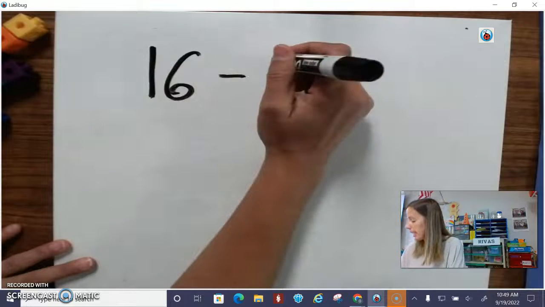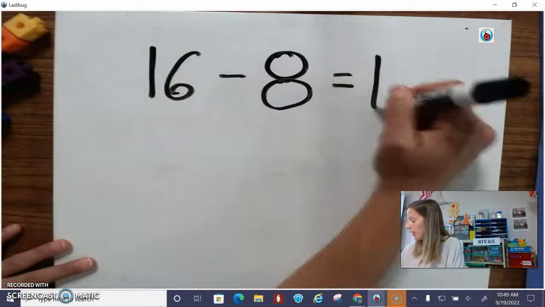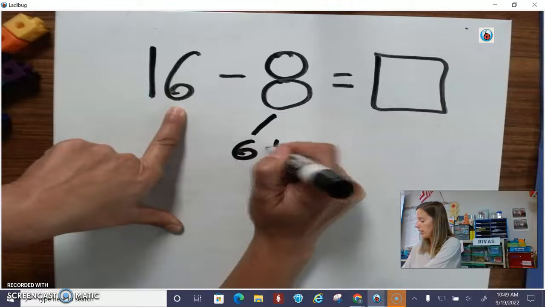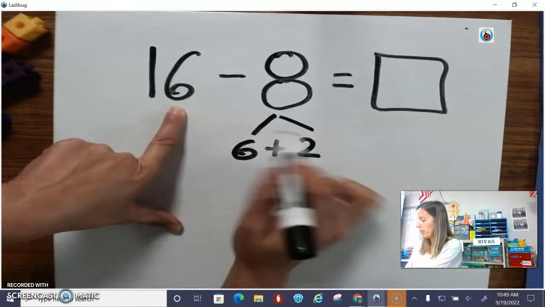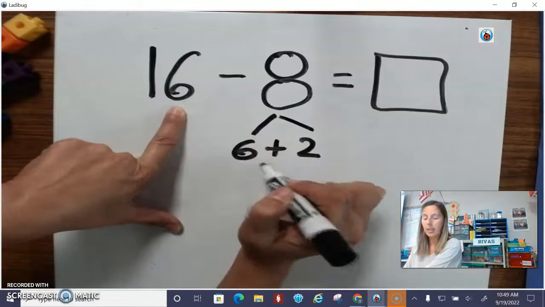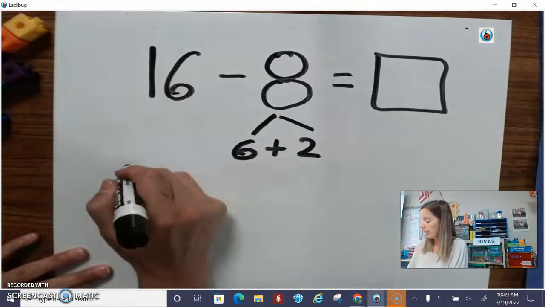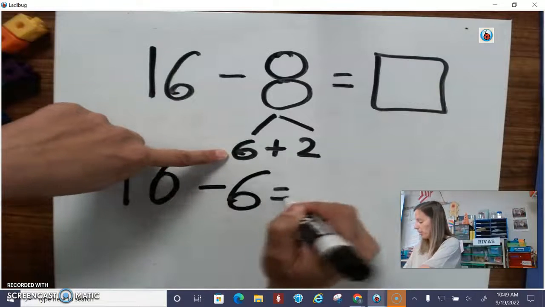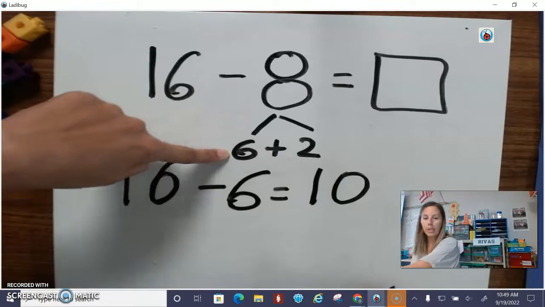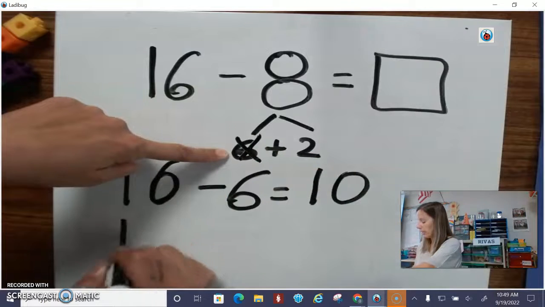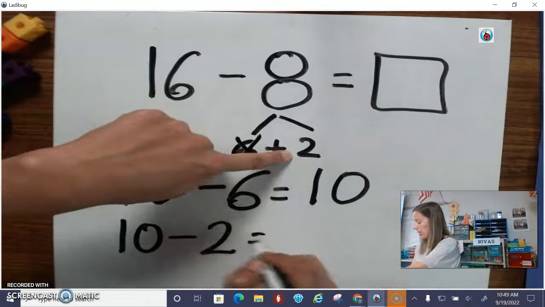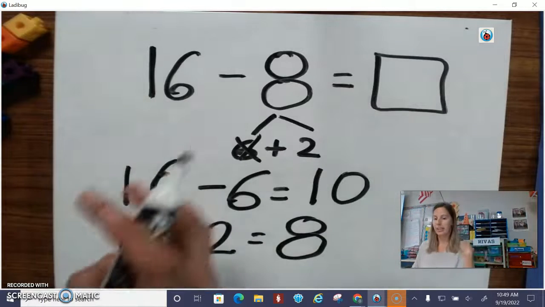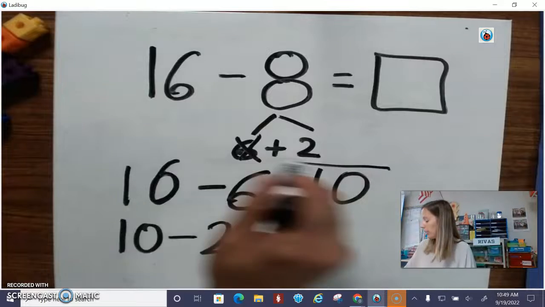So what you're doing, if you have, for example, 16 minus 8, first of all, I'm going to decompose the 8, and I'm going to use the 6 plus 2, because 6 plus 2 equals 8, sorry. And then now I can subtract 16 minus 6, the first number, to get an easy and beautiful 10. I'm done with this one. Now it's going to be 10 minus 2. That equals 8.